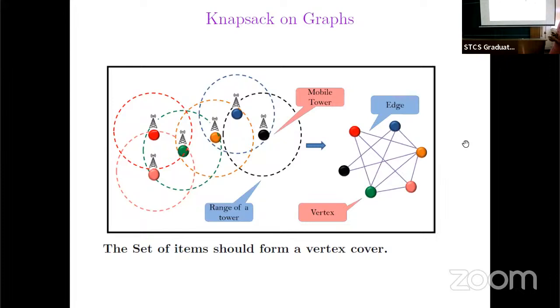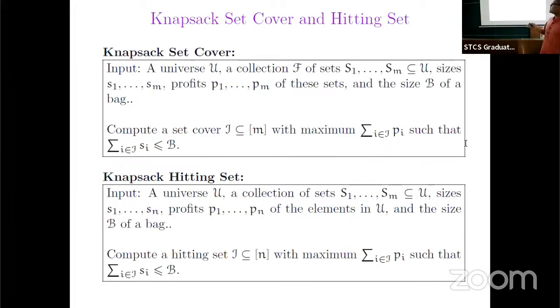Here are some more things. As he asked, why not cover all regions? So suppose these are the regions where people stay. Which locations will you install towers at? Your solution here should form a vertex cover. Okay, and you can generalize these to other problems on set families, for example, set cover or hitting set.